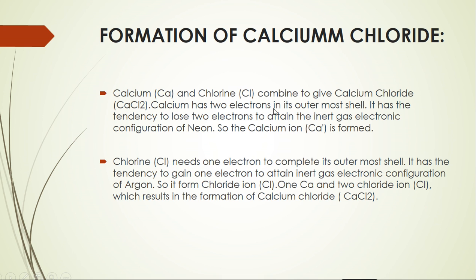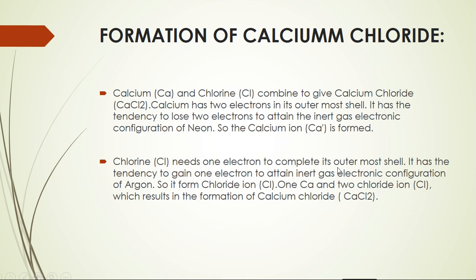Calcium has 2 electrons in its outermost shell. This is unlike sodium, because in sodium 1 electron is there in its outer shell. Calcium has the tendency to lose 2 electrons to attain the inert gas electronic configuration of neon. It means it wants to complete its outer shell with 8 electrons. So the calcium ion is formed by losing 2 electrons.